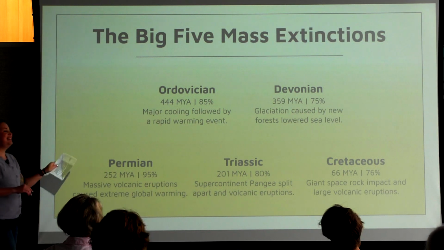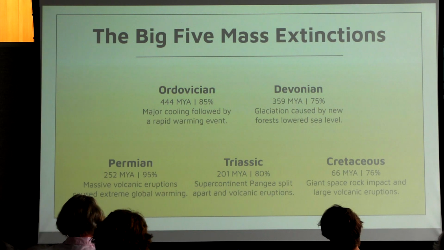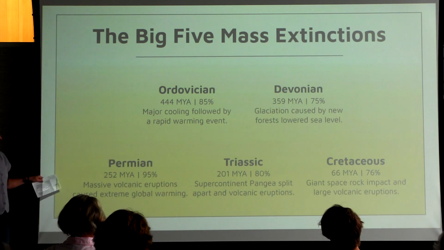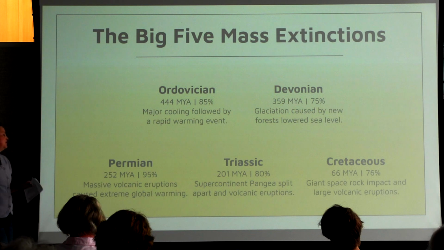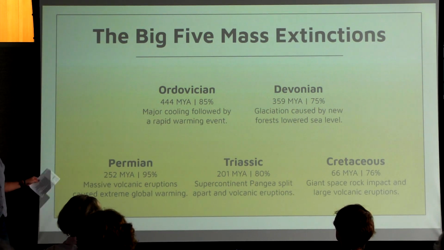The Permian was a bad one. 252 million years ago, 95% of life goes extinct. This is the closest our planet has ever been to just wiping it all out. And this was massive volcanic eruptions causing extreme global warming during this time.